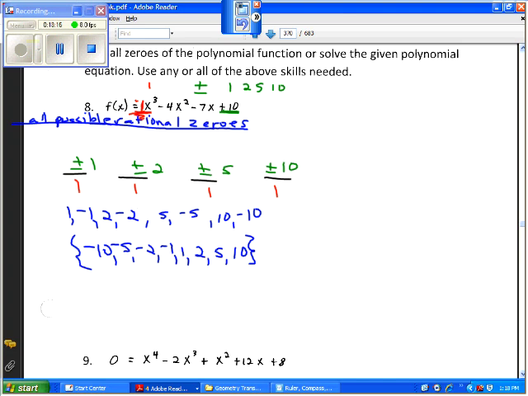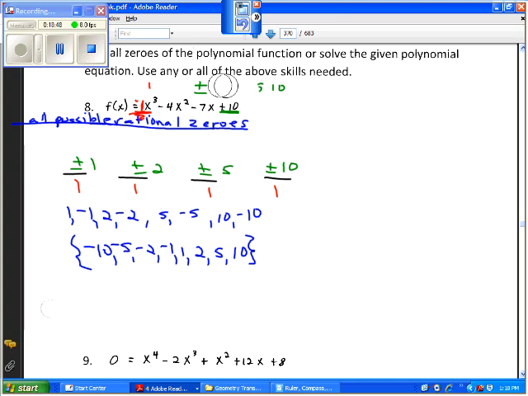Negative 10, negative 5, negative 2, negative 1, positive 1, positive 2, positive 5, positive 10. These are all possible rational zeros. Now, we could just start doing synthetic division right here, or we could apply Descartes' rule of signs to try to figure out, would it be better to choose the possible positive ones or the possible negative ones? Well, let's go ahead and use Descartes' rule of signs.